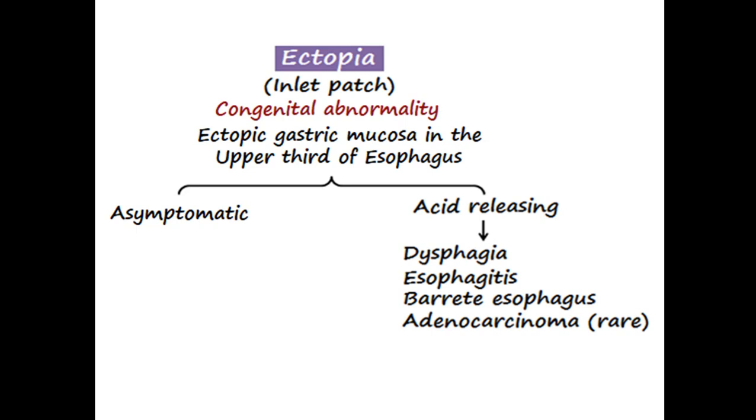And sometimes, very rarely, the ectopia or the inlet patch which lies in the upper third of the esophagus may give rise to the cancer known as adenocarcinoma, which is a cancer of the columnar epithelial cells. However, this condition is rare.